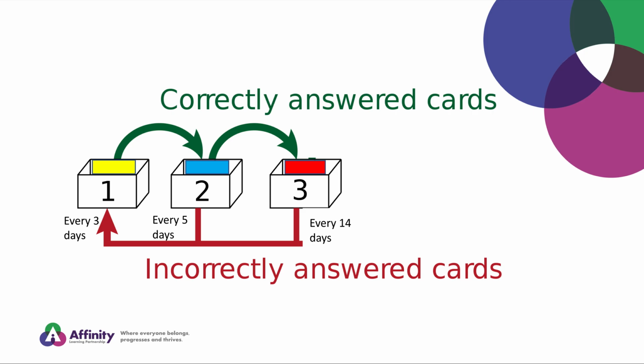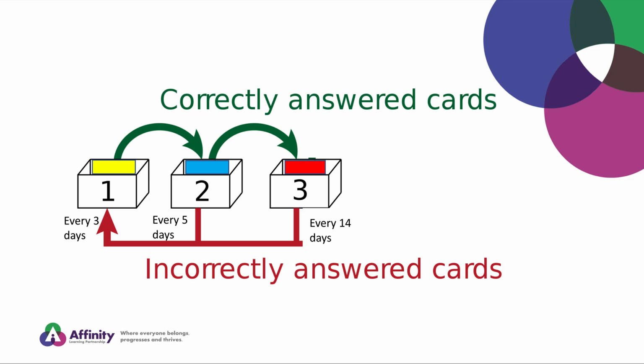If you got it right, it moves up to box 3. If you didn't get it right, you take it back down to box 1, because clearly the last time you did it, you fluked it, you didn't know it, and it's not in your long-term memory. So it takes them back down to box 1. The idea is that you will regularly visit box 1, where the things you don't really know are, giving you lots of opportunity to finally know them and move them up to box 2.